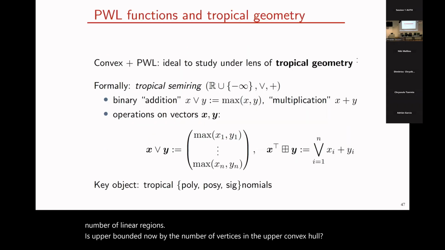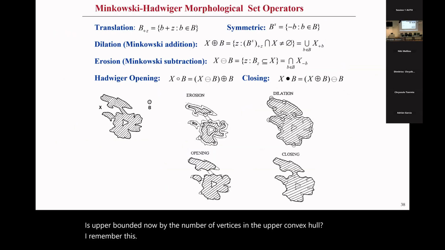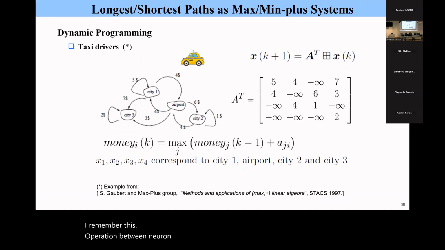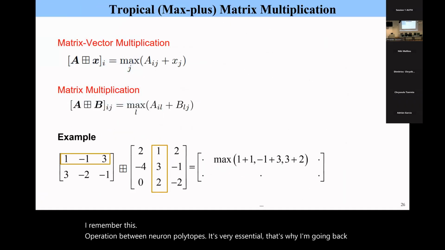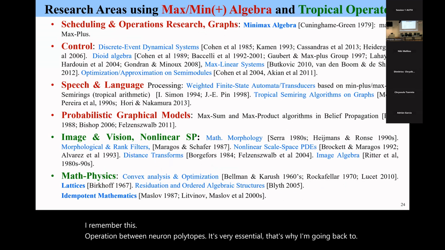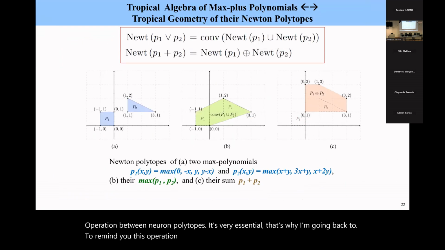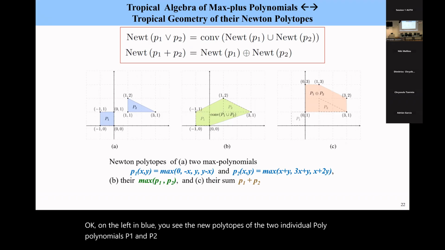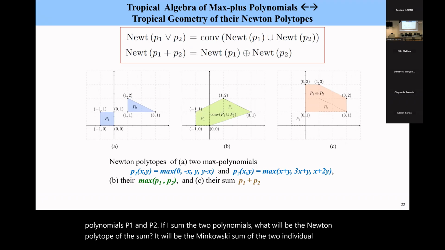Remember this operation between neuron polytopes. It's very essential. That's why I'm going back to remind you of this operation here. We have 2 polynomials, P1 and P2. We take their sum. On the left in blue you see the Newton polytopes of the 2 individual polynomials, P1 and P2. If I sum the 2 polynomials, what will be the Newton polytope of the sum? It will be the Minkowski sum of the 2 individual polytopes, which is shown here in red.